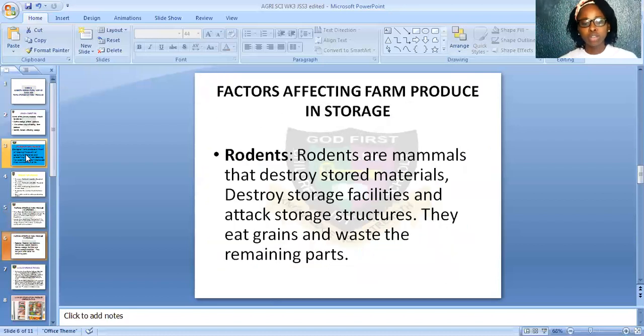We have rodents. Rodents are mammals that destroy stored materials. Examples are the rats. We all have them around us. We see the rats moving around, and once they see a stored material, they destroy it by urinating on it or feeding on it. Another example is the birds.